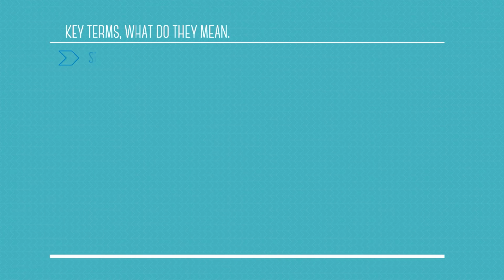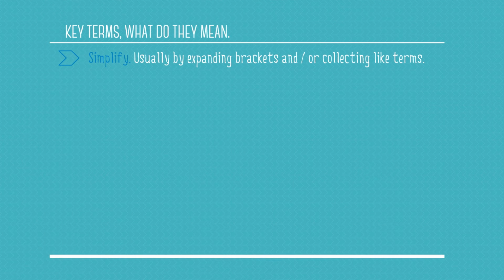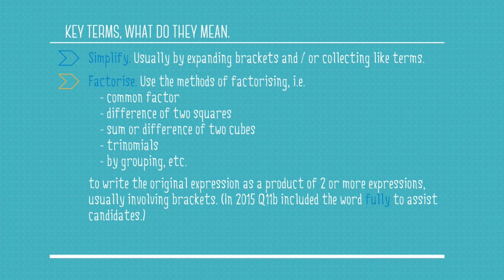I wanted to talk about 2 other terms very quickly, and they're very simple terms. One was simplify. Question 11, Part A, 2015, was simplifying an expression, and I was surprised that basically not everyone got it right. Simplify means expand brackets and/or collect like terms, right? Very simple. Part B was factorise.